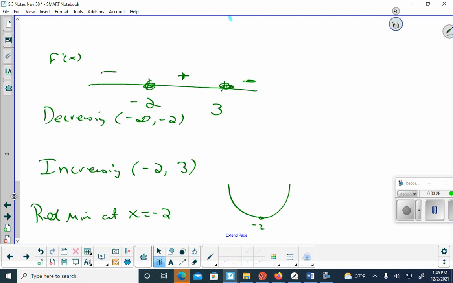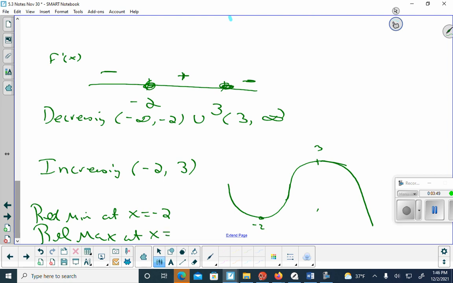And then I'm increasing from negative 2 to 3, and then at 3, I switch directions and start decreasing again. So I'm increasing, and then all of a sudden I hit this x value 3, and I start decreasing. So the 3 is a relative max. They have to be the critical numbers. That was 5-1. They have to be the critical numbers.